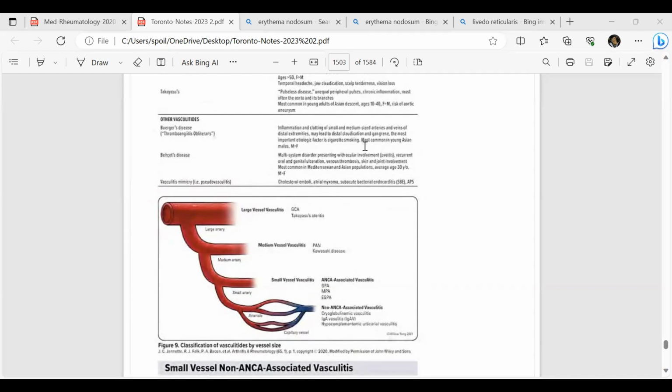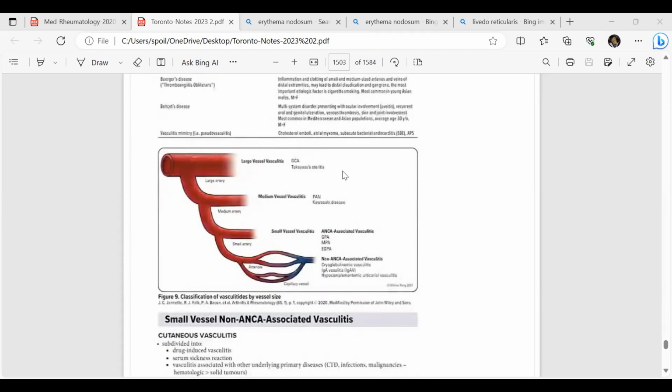And Behcet disease is a multi-system disorder presenting with ocular involvement, recurrent oral and genital ulceration, venous thrombosis, and skin and joint involvement. It is most common in Mediterranean and Asian populations. The average age is 30 years, and again, it's more common in males. They will have oral and genital ulceration as well as involvement of the eye.